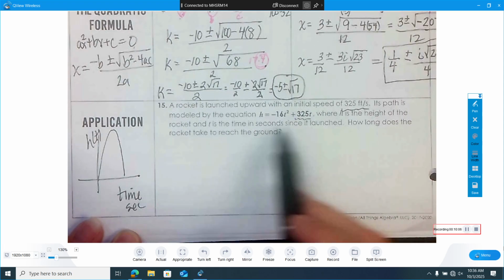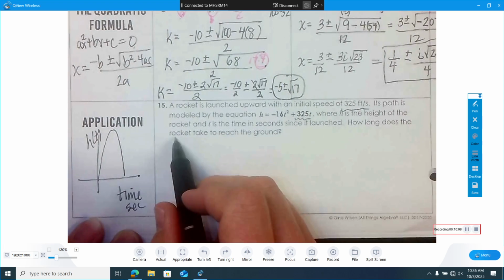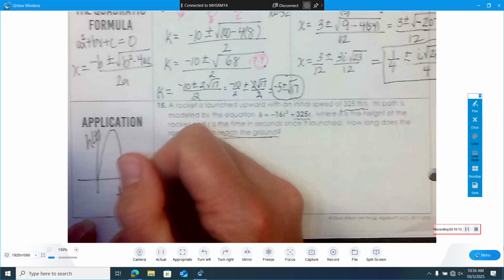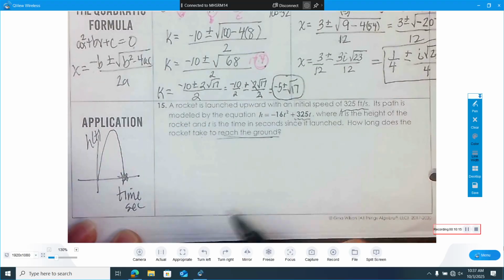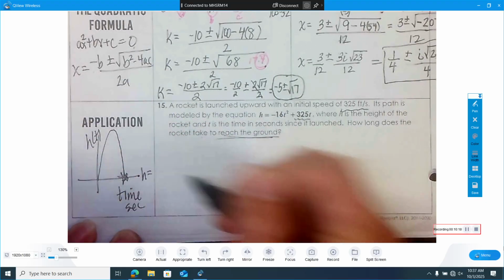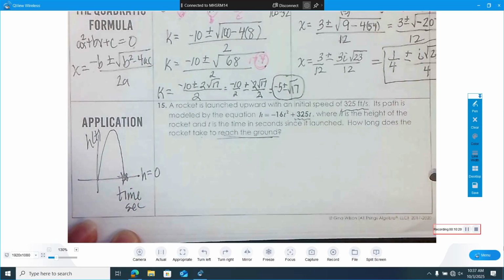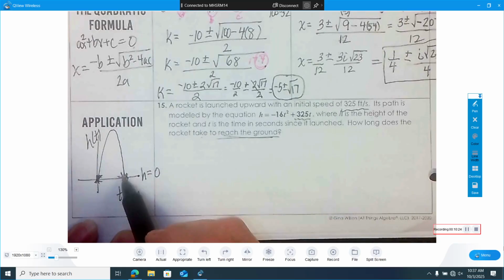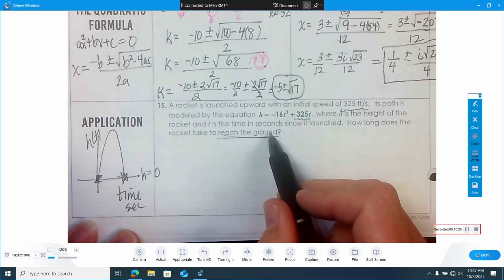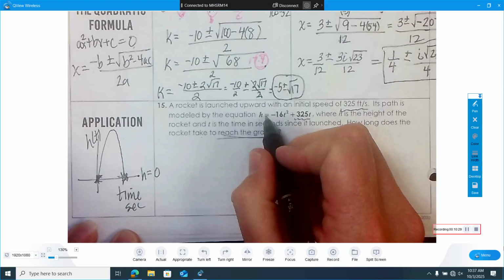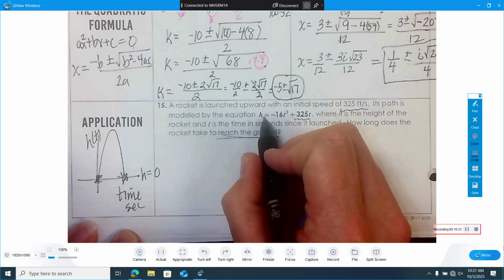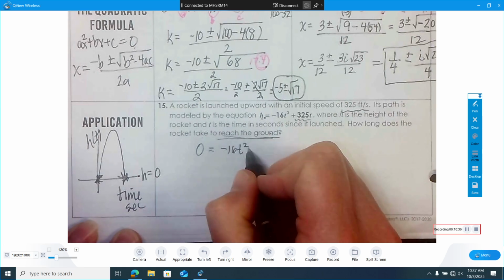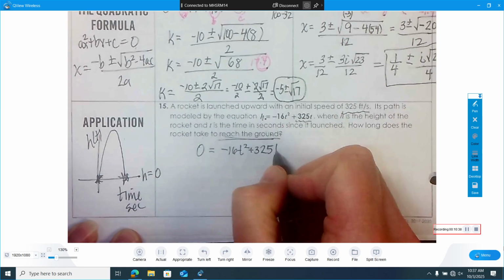And how long does it take the rocket to reach the ground? What does it mean to reach the ground? Yeah, that is a height equal to 0. So that's what we're trying to find. To reach the ground, we want to know when it took off and when it landed. So we are going to replace the h with a 0. 0 equals negative 16t squared plus 325t.